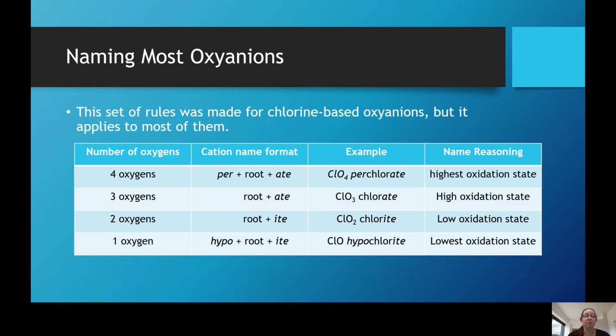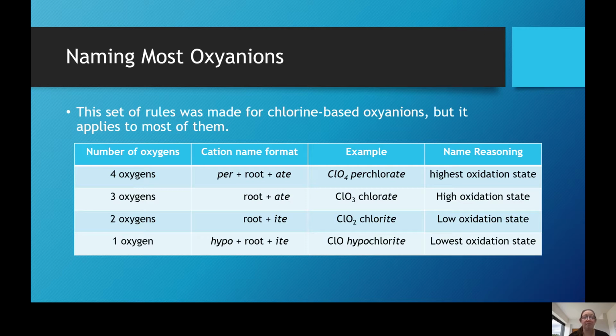So this set of rules was made for chlorine-based oxyanions, but it applies to most of them. Knowing these rules will let you read a formula and write the name without needing your reference as often. It'll also come in handy when we talk about acids later because acids that have oxyanions in them are named based on that oxyanion name. So you'll keep the prefix and the suffix changes based on what you started with.